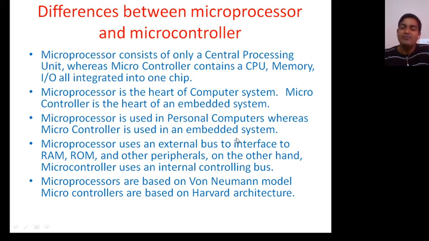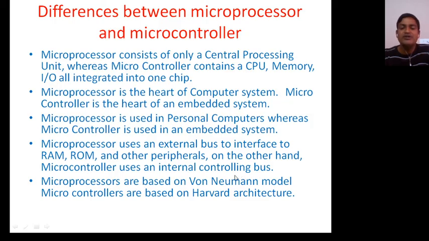A microprocessor uses an external bus to interface to RAM, ROM and other peripherals. On the other hand, a microcontroller uses an internal control bus. In a microcomputer, the microprocessor is separate and input, output and memory are separate, so to connect them we need an external bus. But in a microcontroller there is only one internal bus, through which all the components, CPU, memory, input, output and timer, are interconnected.